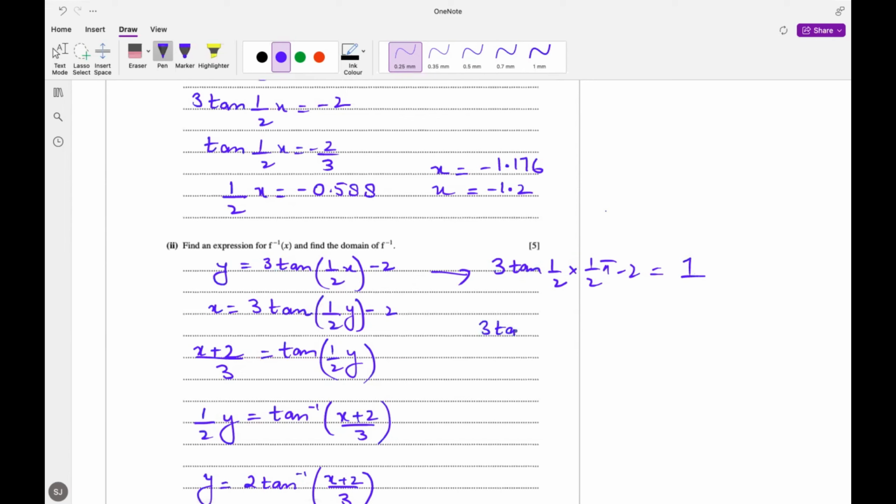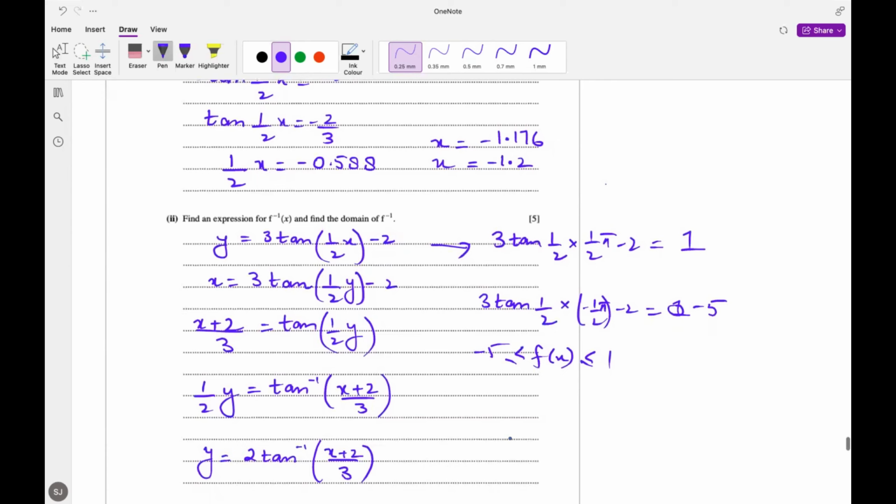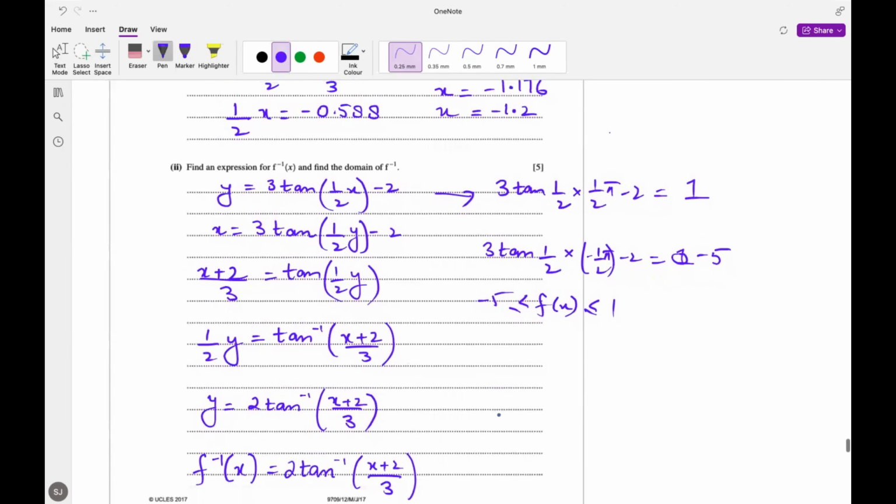And if I substitute negative 1 upon 2 pi into tan of half x minus 2, then 3 times tan of negative 1 upon 4 pi will be minus 3, minus 2, so that will be minus 5. So as the range of the function f of x is from minus 5 to positive 1, the domain of f inverse will be given as x is greater than or equal to minus 5 and less than or equal to 1.